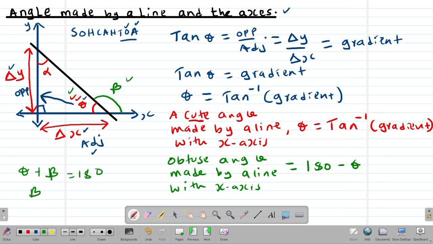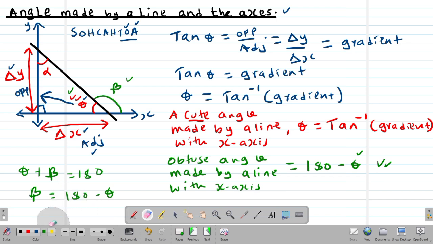Now, if you make beta subject of the formula, you'll get 180 minus theta. Therefore, if you're asked to find the obtuse angle made by a line with the x-axis, you just take 180 minus the acute angle made by the line with the x-axis. Now, the other angle that we need to know how to find is the angle made, of course, by the line with the y-axis.